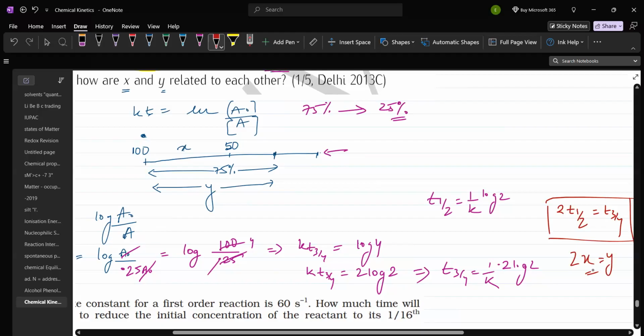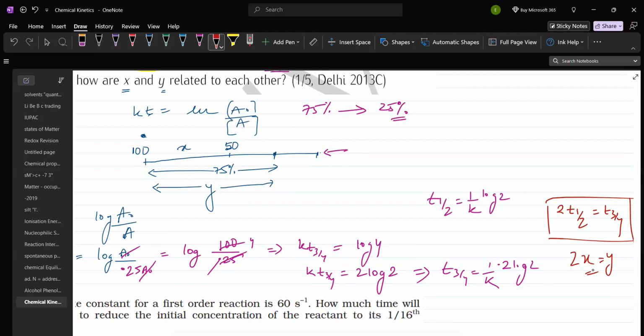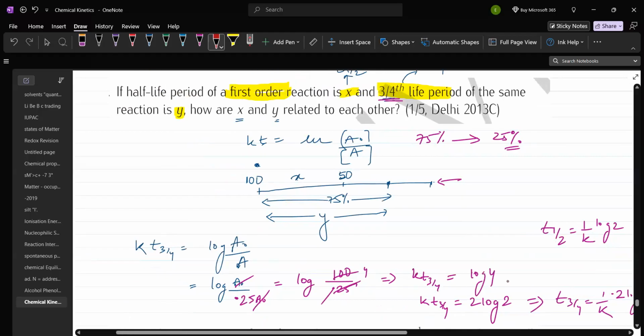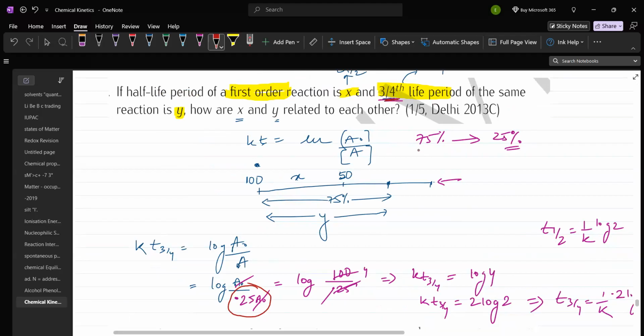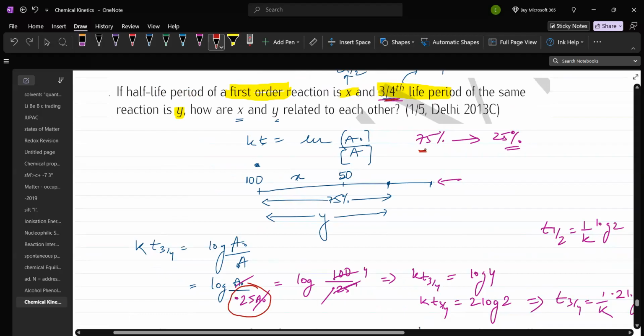ठीक है? Yes, sir. The problem which anyone can get is putting this one. And this one you will get a hint from this, that 3/4 of life period of the same reaction. So 3/4 of the life period means already 75% has been exhausted. So how much do we have? We are left with 25%. So with 25% you can solve this.